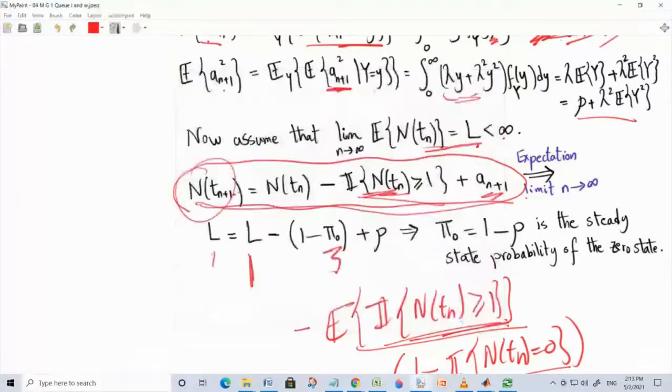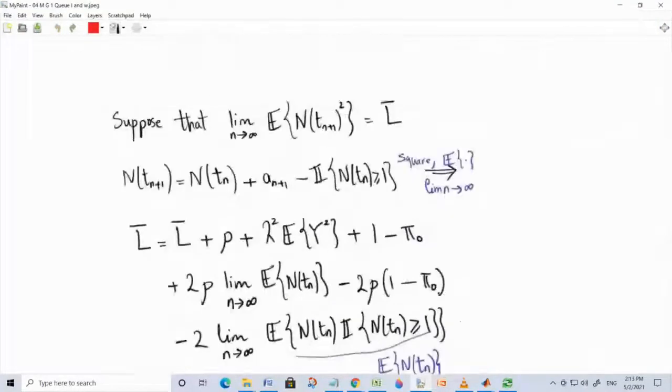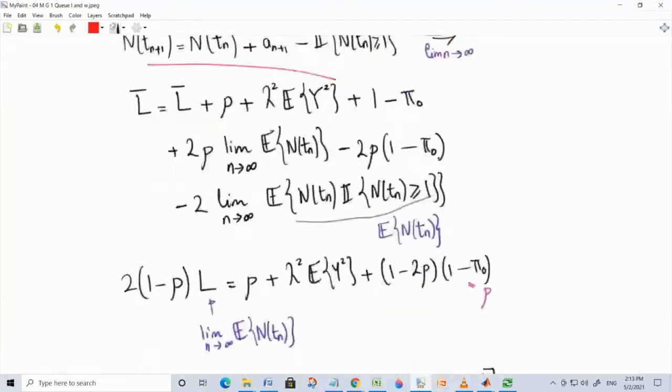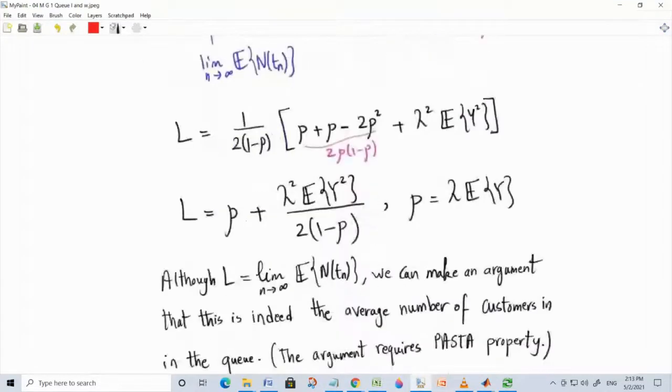I need actually to speed up a bit. So let's assume that the second moment, the expectation of N of T_{n+1} squared, again, if you take the limit, exists as a finite number, so it is less than infinity. What you do now, different from the previous step, is you square, take expectations, and then take the limit, and I will just tell you the final result. The final result is this result here.